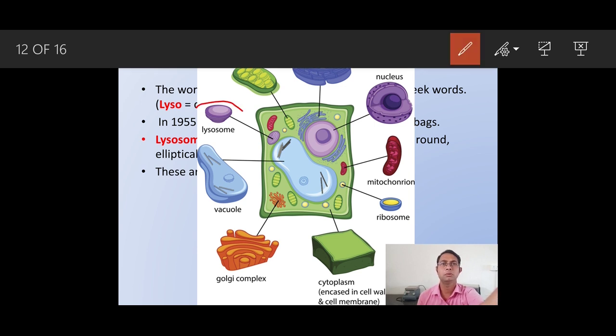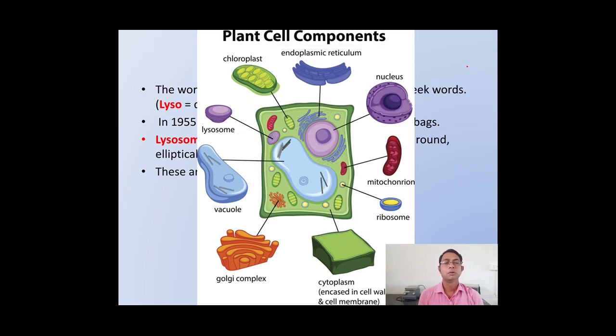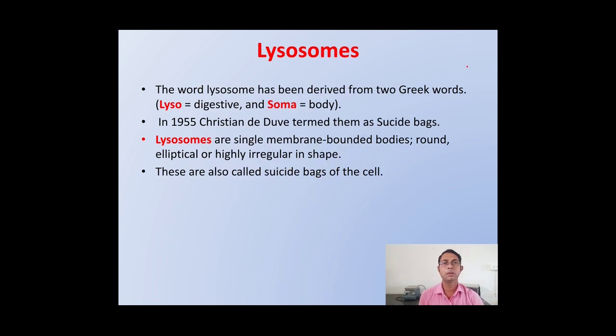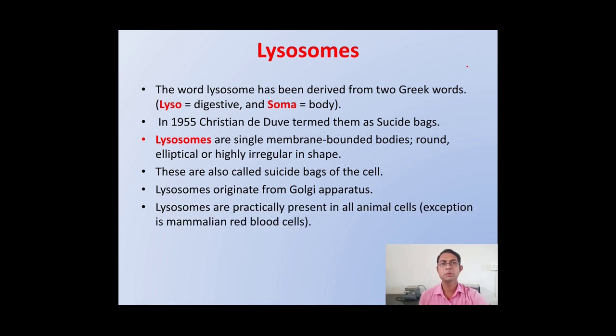So here you can observe the lysosome. This is the lysosome which is shown in the plant cell. Lysosomes are present near the Golgi bodies. So this is the plant cell having lysosomes. Lysosomes originate from the Golgi apparatus. Lysosomes are practically present in animal cells.